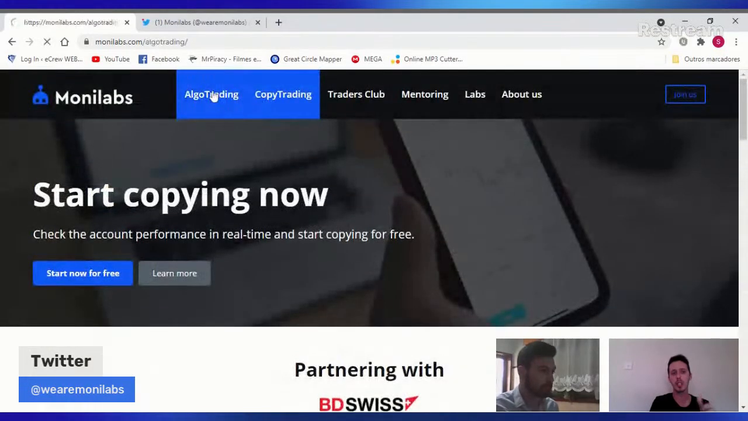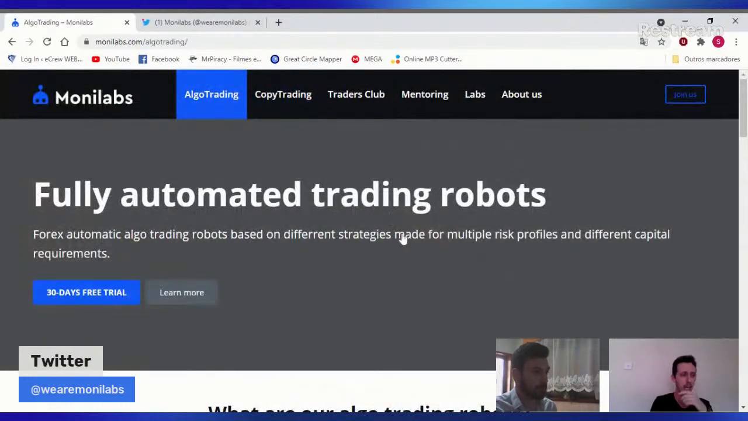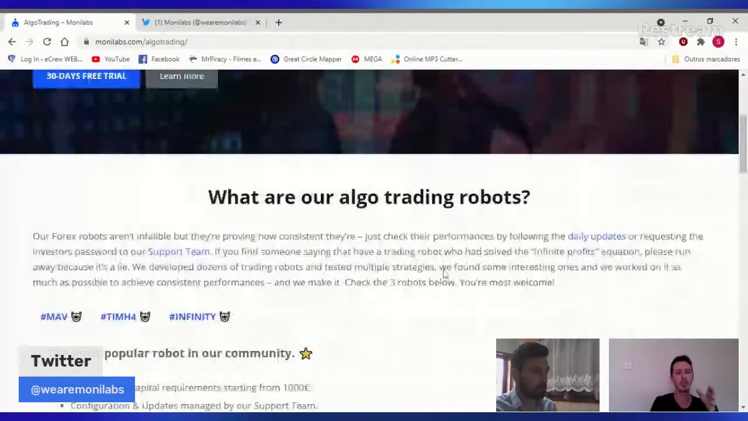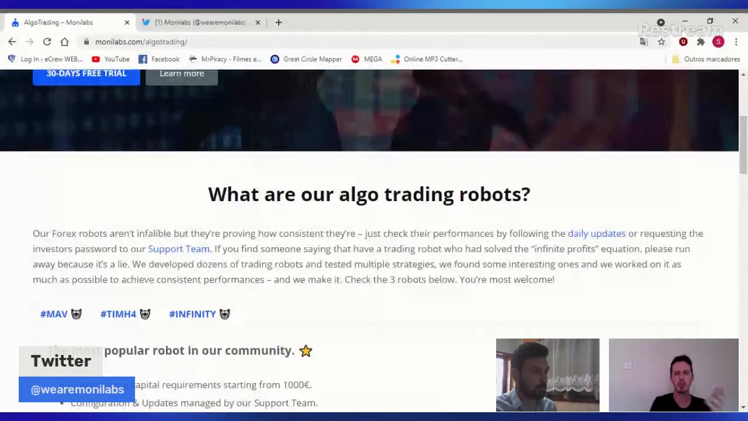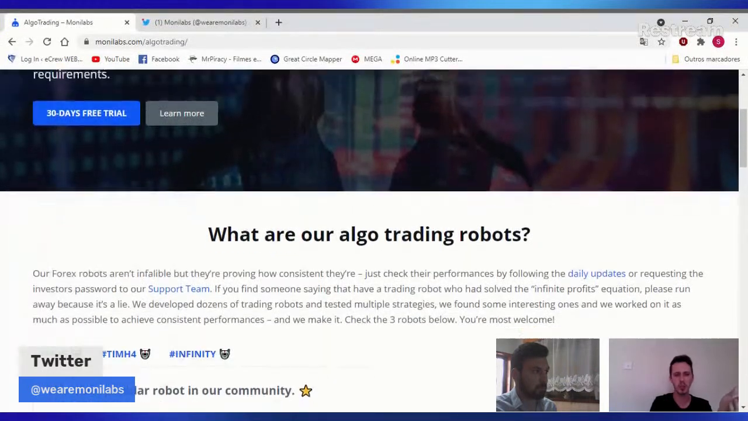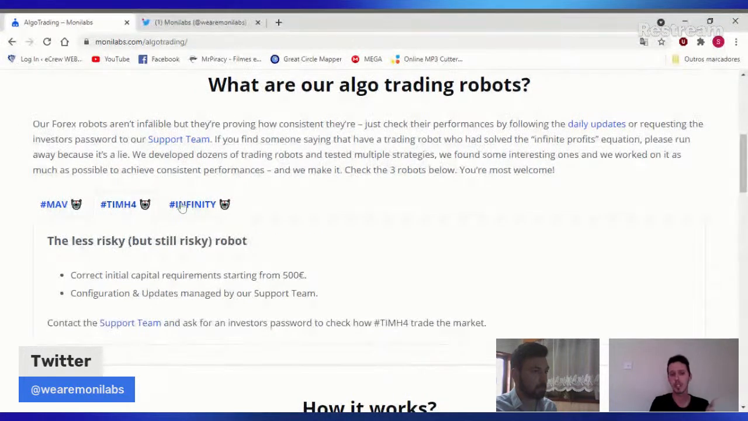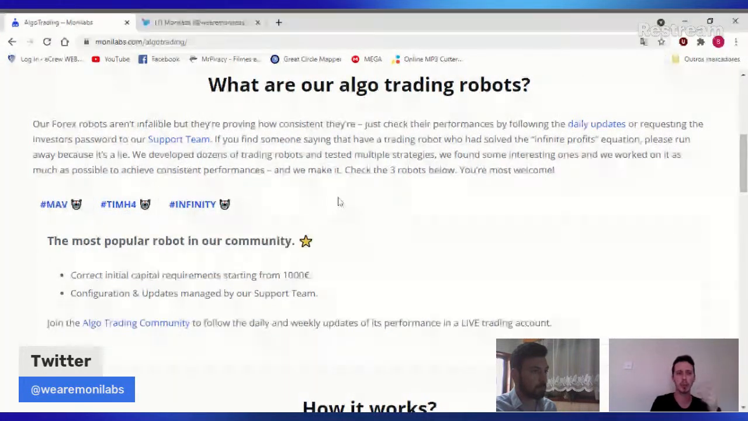Moving on to algo trading, this is the best solution that we have. Last month was really amazing. We almost made $400, more or less 324 euros. Most of the people are using the MAV, which is the best solution that we have. And then we have different ones, as you can see, like the Infinity and Team H4, which are still operating, but they are for different people.